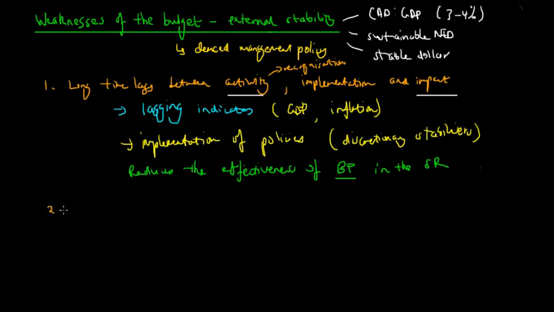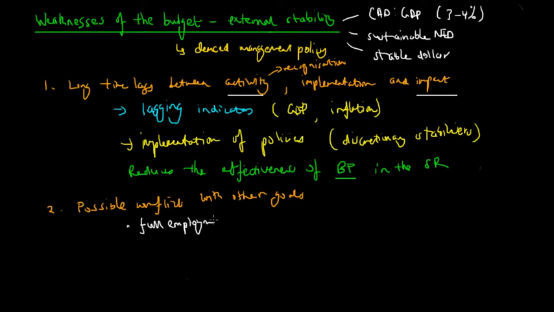Okay, so the second issue is that there is a possible conflict with, or trade-off with, other goals. And the major three goals that we're going to look at are: 1, full employment; 2, strong growth; and 3, equity in income distribution.